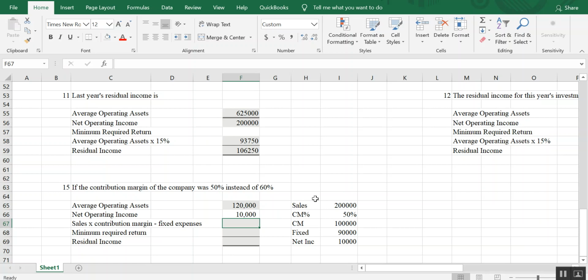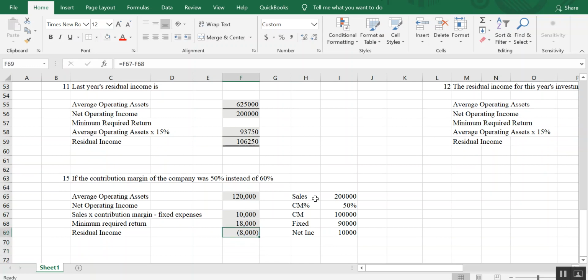And notice what they're saying here in the formula: sales times contribution margin percentage minus fixed expenses. That's what it should be. So we get a total of 10,000. Now, what's the minimum required return? Well, that's going to be the 120,000 times 15%, or 0.15. We get 18,000. So if we actually subtract this, we're going to get a negative 8,000 in residual income. So they're not going to pursue that if their contribution margin was 50% instead of 60%.